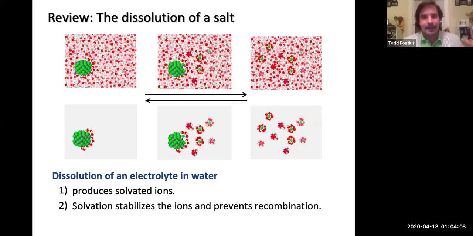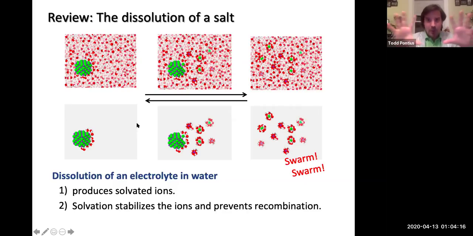So in the case of something like this, it's basically the water swarms around the ions and intercalates itself in between them. Swarm, swarm.